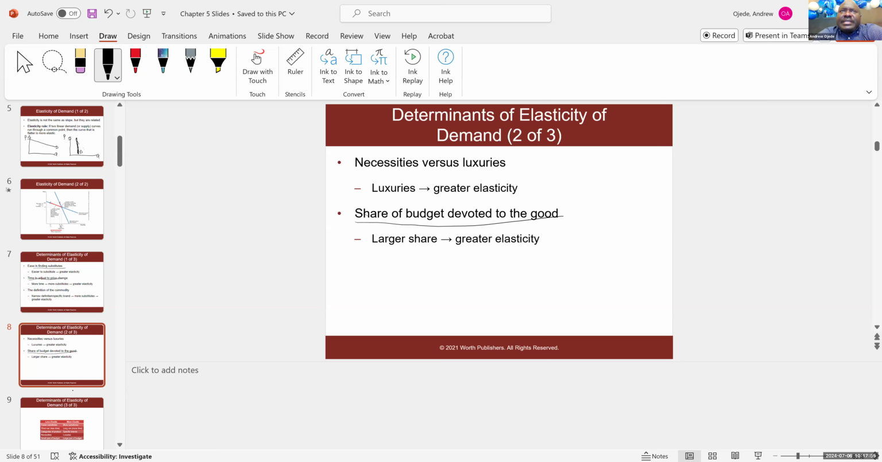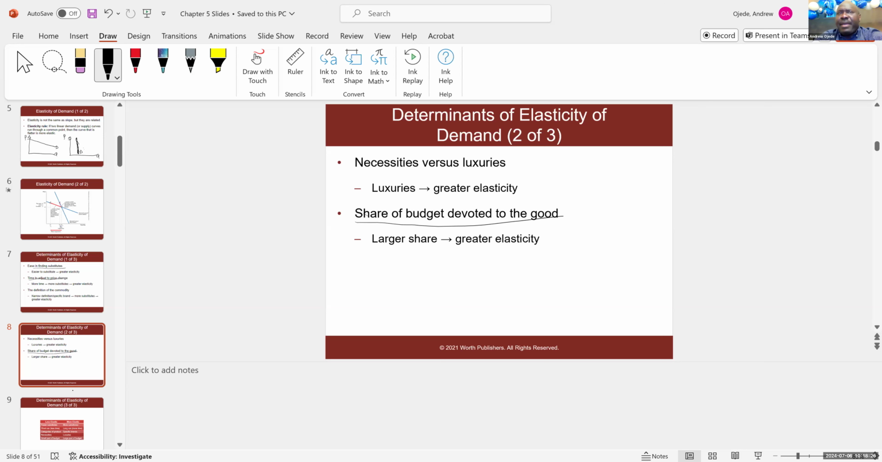But if a good takes a disproportionately insignificant share of your income, like a pack of gum, for example, and the price of a pack of gum goes up and you like chewing gum, it's not like you're going to change much, because it's very cheap already anyway. You're more or less going to continue buying the same amount of packs of gum that you've been consuming before.